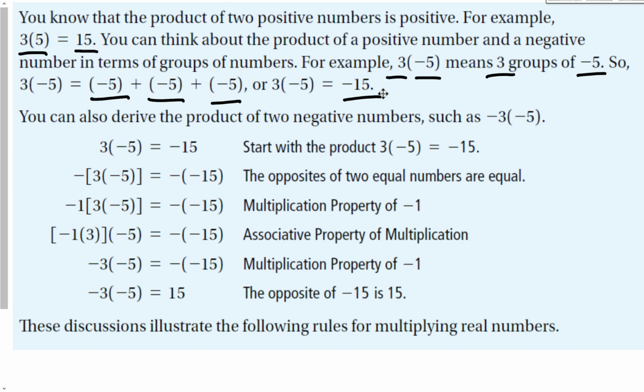And we can prove this by using our general rules of real numbers. So we can say that 3 times a negative 5 is a negative 15. Okay. Now we're going to do the product of two negative numbers. Okay. So we can take the opposite of both sides. We're allowed to do that. The opposites of two equal numbers are equal. Okay. Then the multiplication property of negative 1 lets us change that to a negative 1 in the front. Then the associative property lets us group these two together in parentheses.